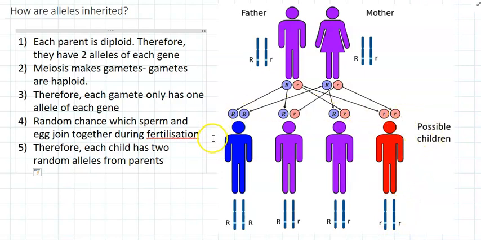So this chart is just showing the possible children. So it's all about probabilities. It's not saying that they're going to have 4 children and this is exactly what alleles they'll have. It's saying these are the possibilities. There's a 25% chance of having each of these children, and it just comes down to probability. All right, so that is the overall scheme and the process for how alleles are inherited to the next generation.